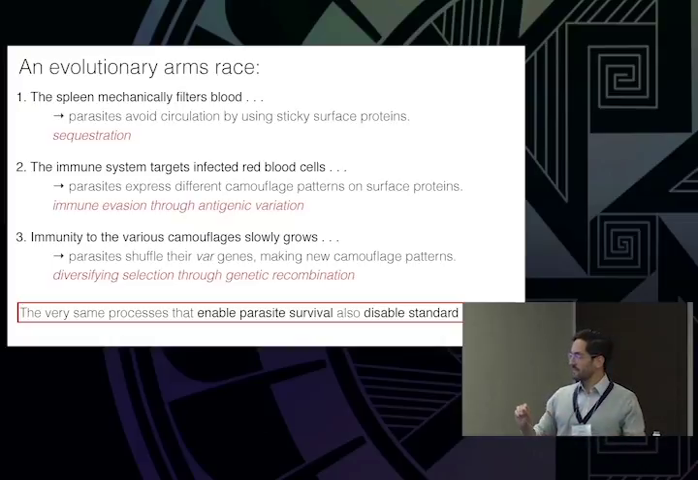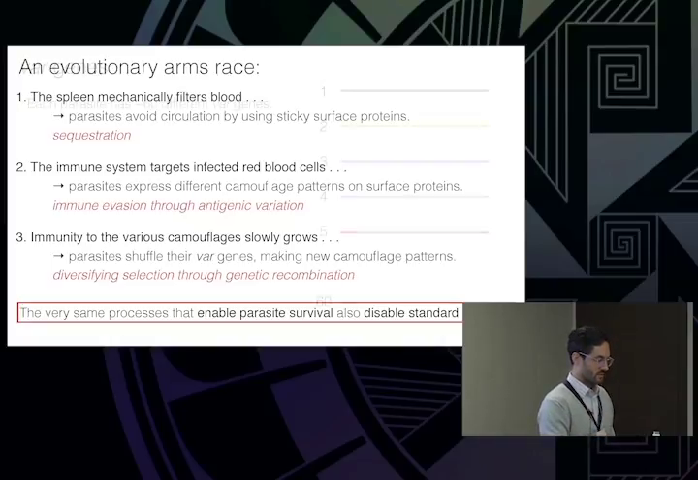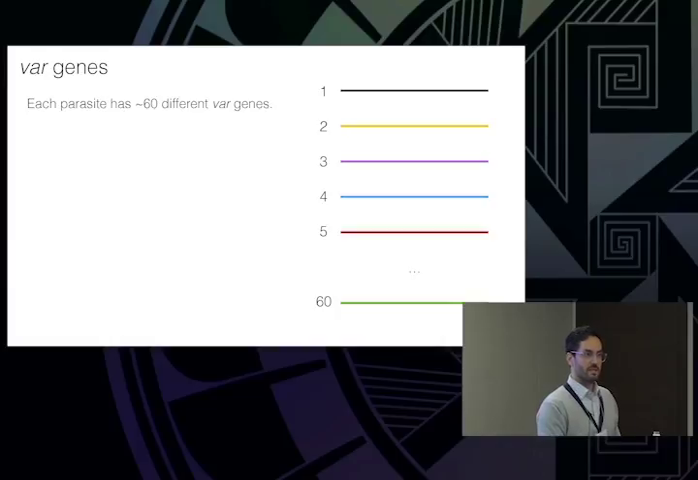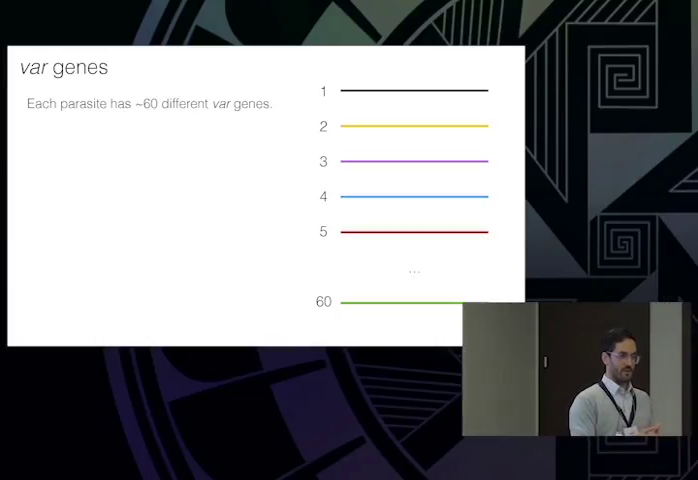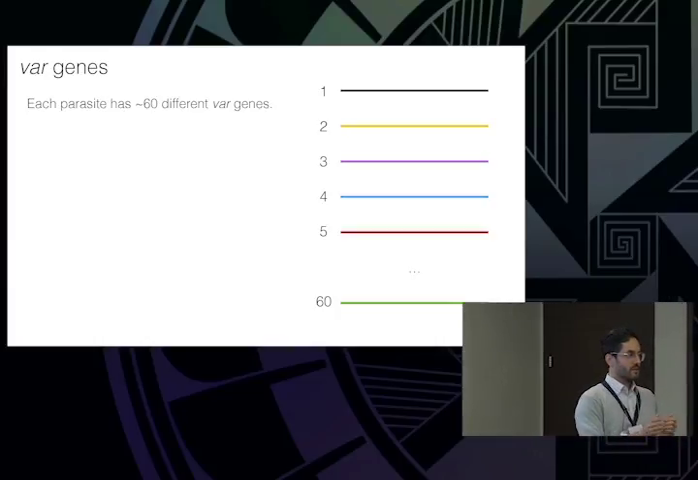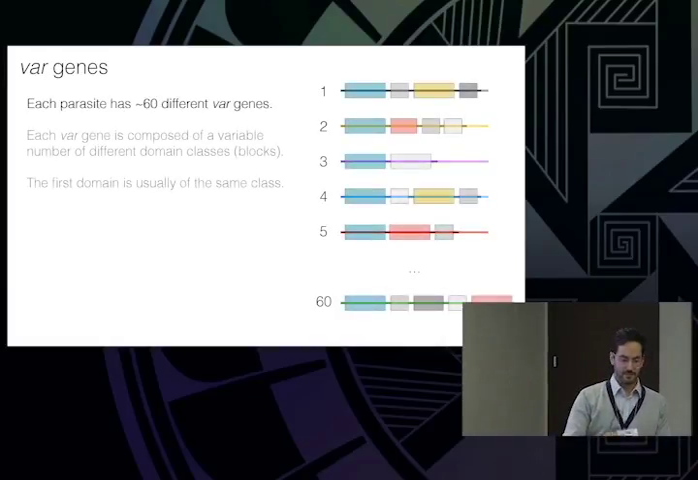The problem is that this very same process that enables the parasite to survive, namely shuffling its genes, also disables standard forms of analysis. Let me explain the mechanism a little bit, and then we'll get to where networks actually come in. Each parasite has essentially a deck of cards worth of VAR genes, 60 different varieties in this case, and I'm representing those by different colored lines.